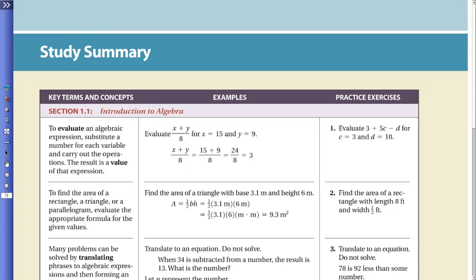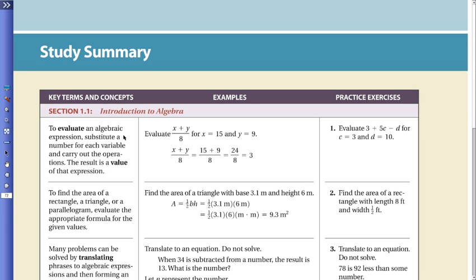Hi, this is going to be a quick summary of Chapter 1. This is on page 72 in your book if you want to look at paper of this or have a reference to it. At the end of every chapter there's a pretty good summary of all the main points and concepts that you need to go through.